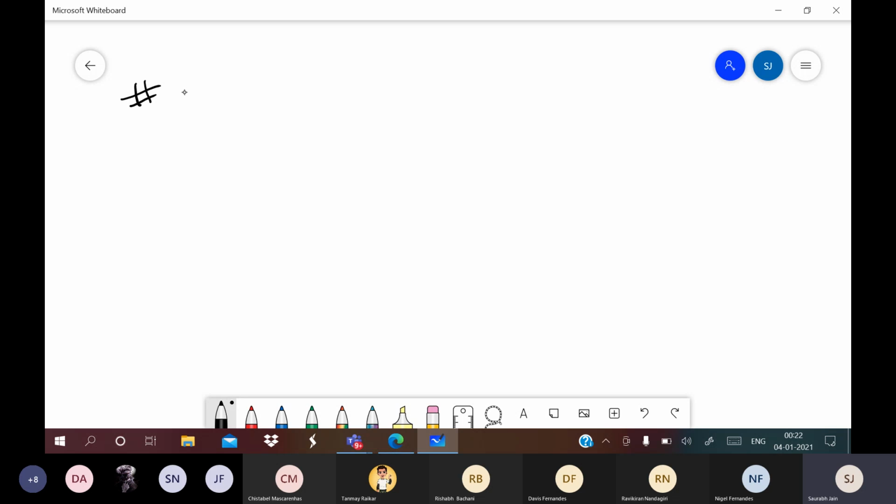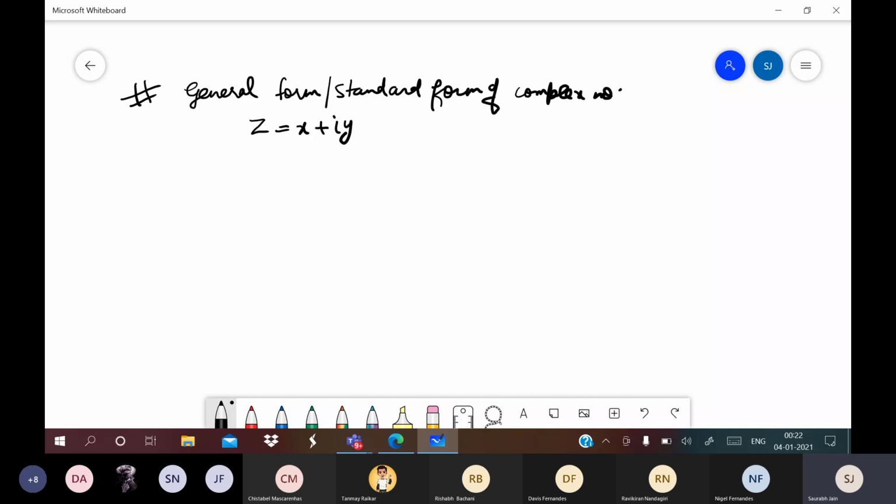representation of complex number. One is the general form. I will write it again. General form, standard form of complex number, which is z equals x plus iota y, right?